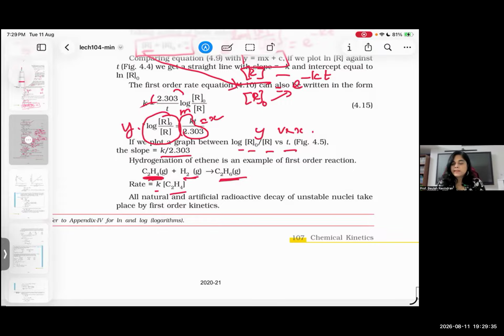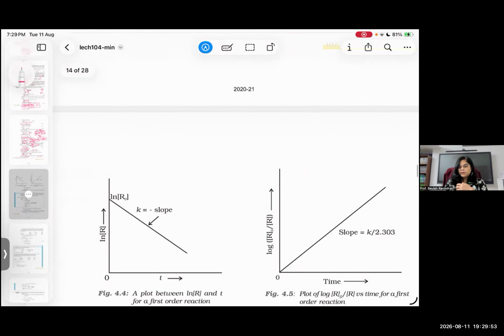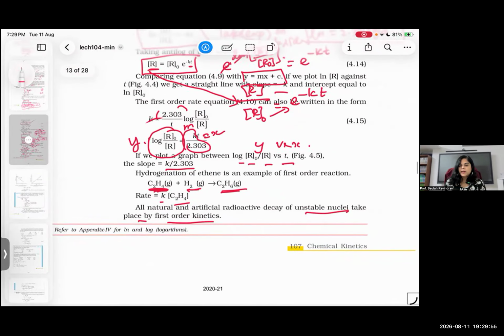Okay. We'll see the example of the first order reaction. So what all comes under the first order reaction? All natural and artificial radioactive decay of unstable nuclei take place by first order kinetics. So this is what we are going to see. First of all, we saw hydrogenation of ethene. Here they wrote the rate as K into the concentration of C2H4.